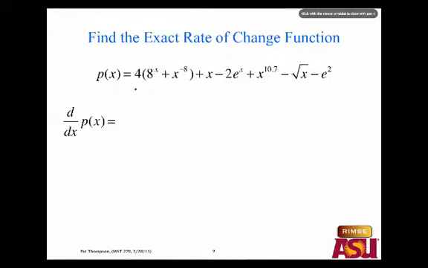I hear most people saying constant multiplication. We've got 4 times a function. So the derivative, or the rate of change, will be 4 times the rate of change of that. Whatever that is, the rate of change is going to be 4 times that rate of change. Okay, 8 to the x. Rate of change.